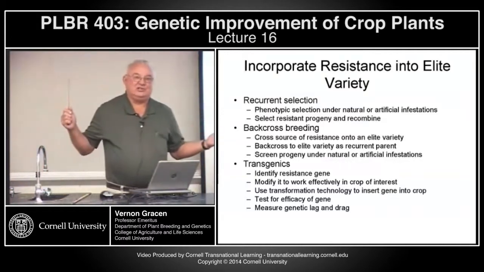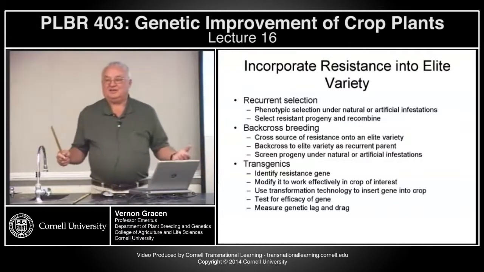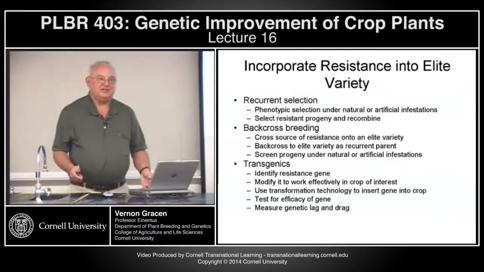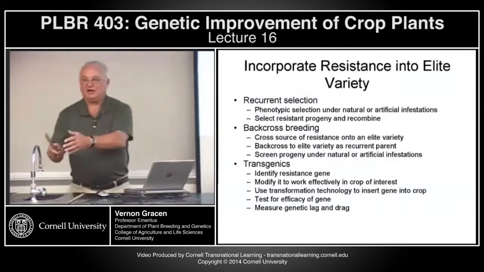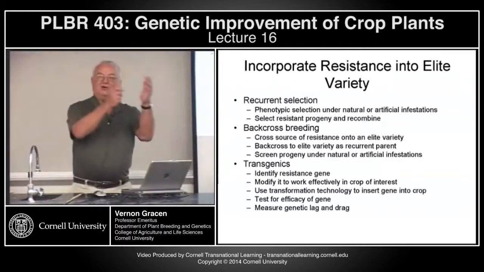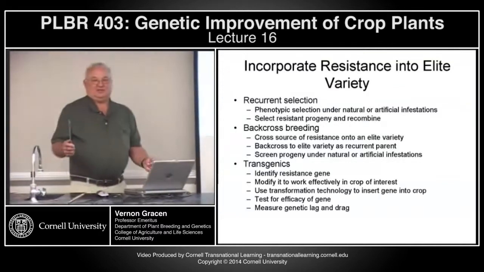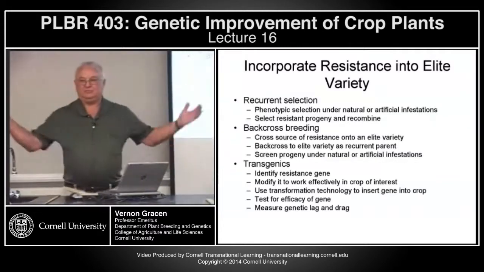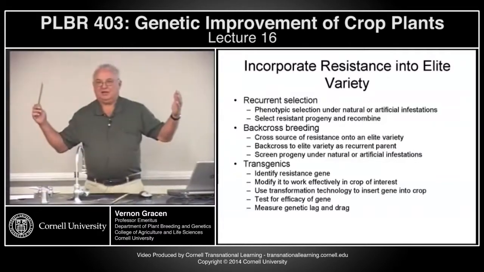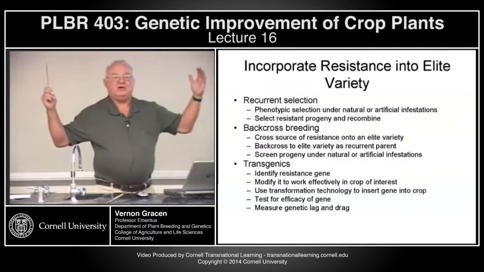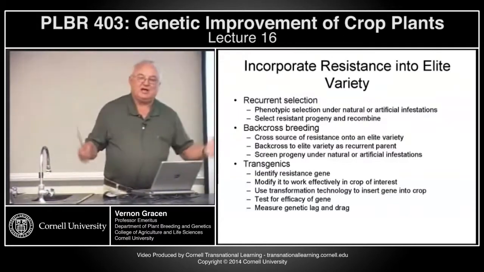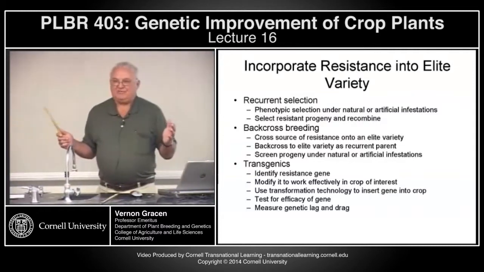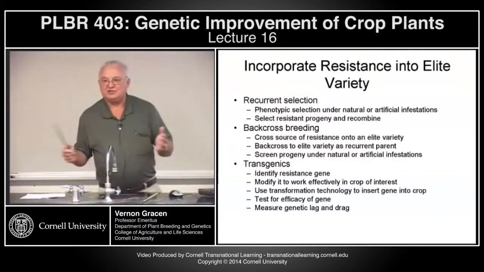In a lot of cases, you just use recurrent selection. And on the exam, the key to recurrent selection is very easy. You recombine and you select over and over and over and over and over. An acceptable answer to that question was recombine and select over and over. That's recurrent selection. And Don Vians will show you how, as a graduate student, he developed resistance to a blight disease in alfalfa using recurrent selection.